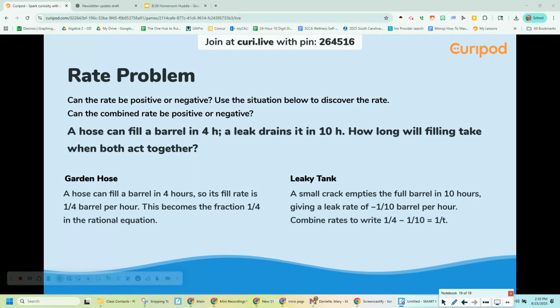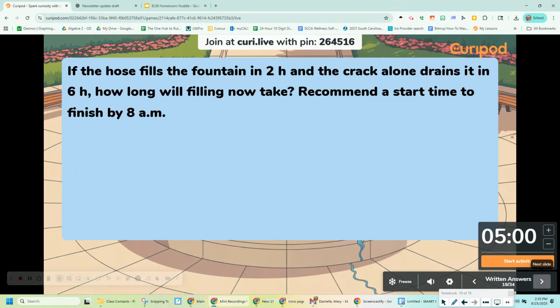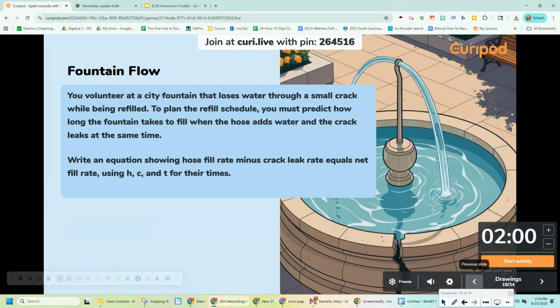So let's keep practicing these types of problems. These are rate problems. You volunteer at a city fountain that loses water through a small crack while being refilled. To plan the refill schedule, you must predict how long the fountain takes to fill when the hose adds water and the crack leaks at the same time. Write an equation showing hose fill rate minus the crack leak rate equals the net fill rate, using H, C, and T for those times.